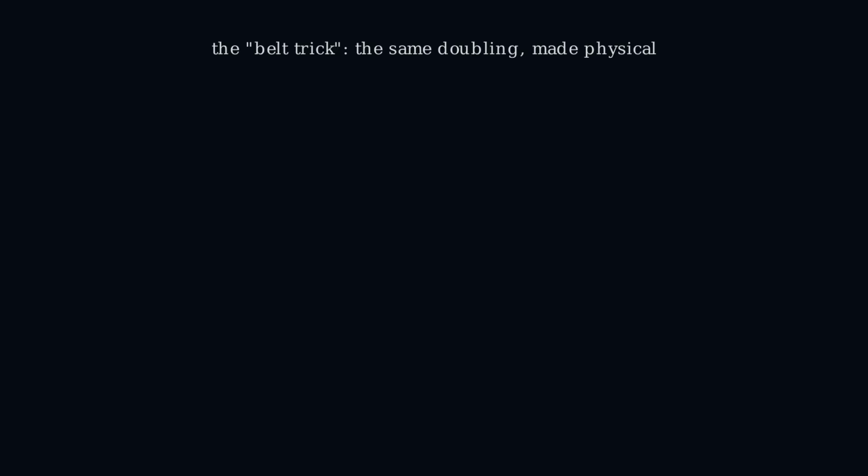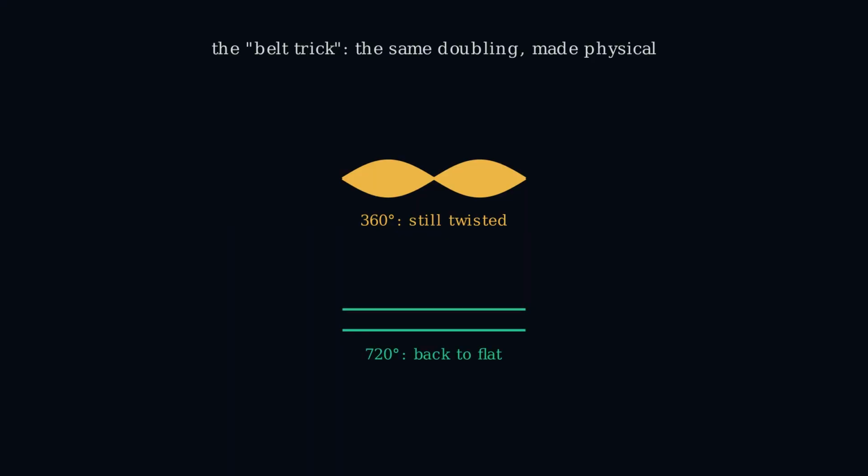This same need to double up, one trip around isn't enough. You need 2. Is also the structure underlying spin 1/2 particles in quantum mechanics, which need a full 720-degree turn to return to their original state. Wind a belt through 1 full turn, and it stays visibly twisted. Wind it through 2 full turns, and, remarkably, it untwists back to flat.